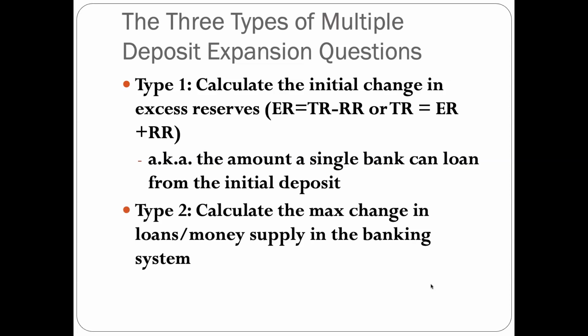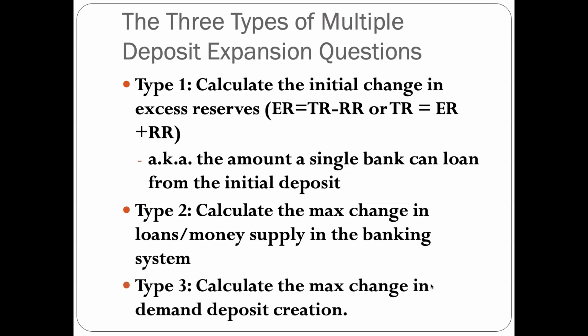Type 2, we're going to calculate the max change in loans or money supply. It's important to note that it is by banks making loans that the money supply increases. So there's a few assumptions built in there, but basically the change in loans is going to be similar to the change in money supply in the banking system. We'll talk about some of those assumptions in the activity that I previously mentioned.